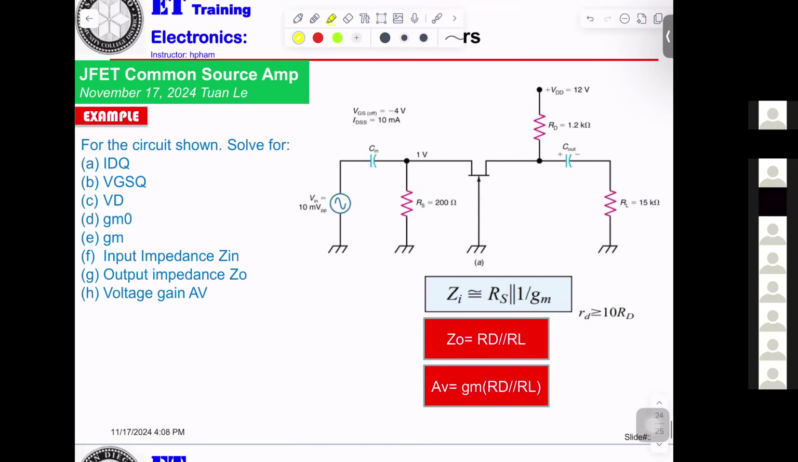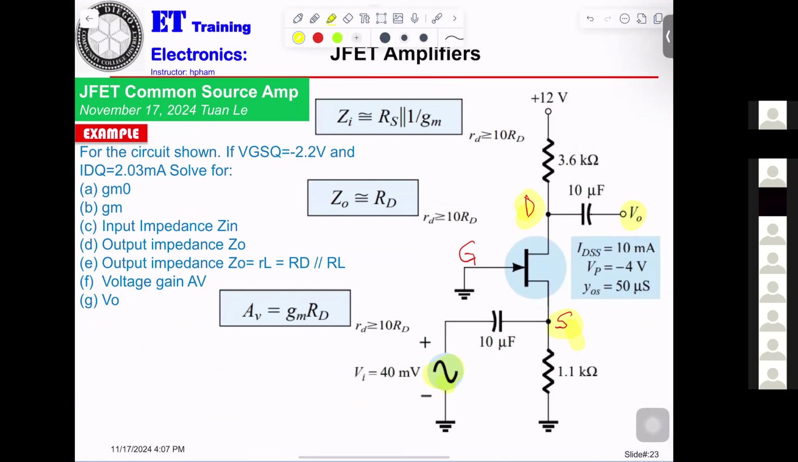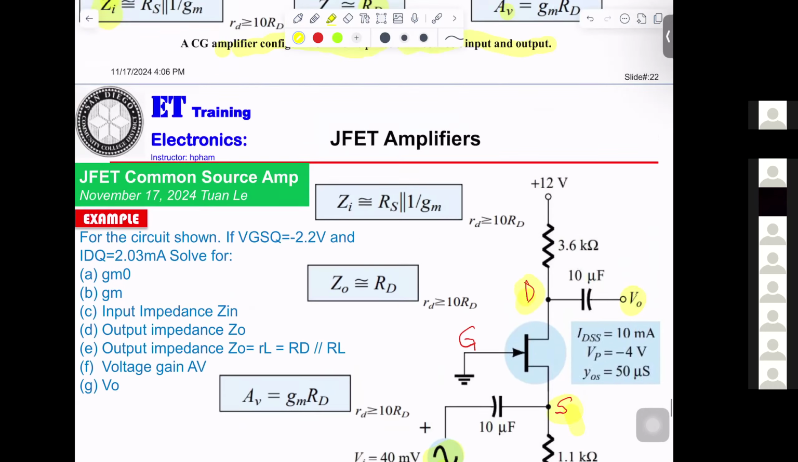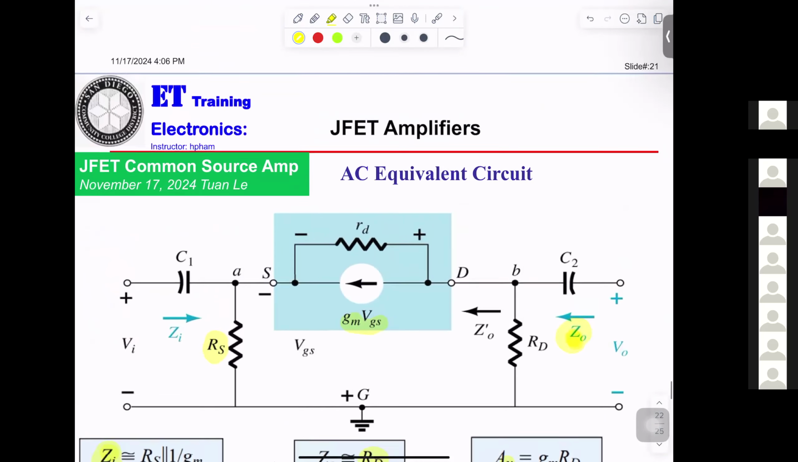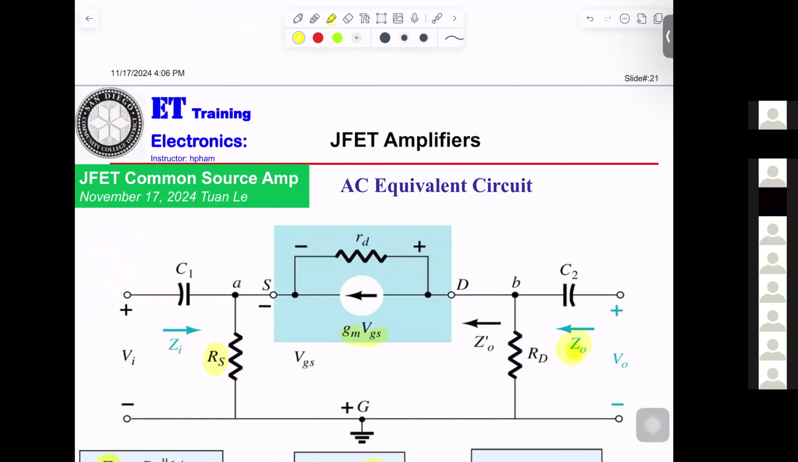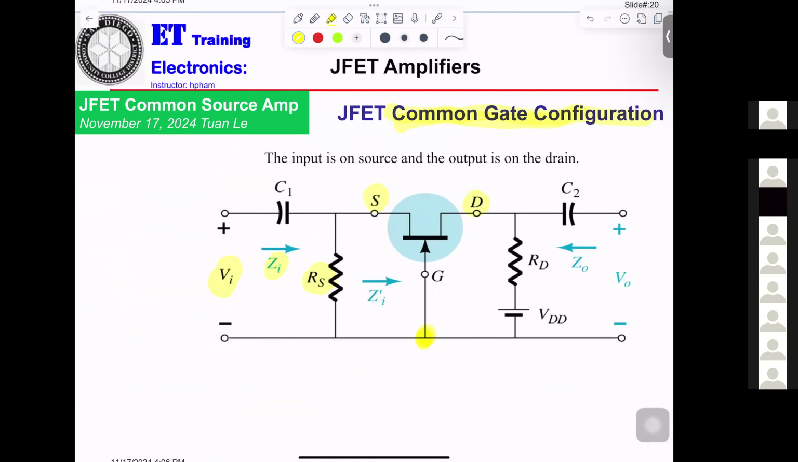Hey, Mr. Pham, go back. You just said the input goes to the source and the output goes to the drain, and this is a common gate, right? Right. Then how come in the green area in the upper left, it says JFET common source amplifier? Shouldn't it say... No. Okay, I understand. This is a title for the whole thing. This has to be changed. Oh, it's a typo. Yeah, the title. Okay. We'll correct that. Yeah, because all of that says common source for everything.